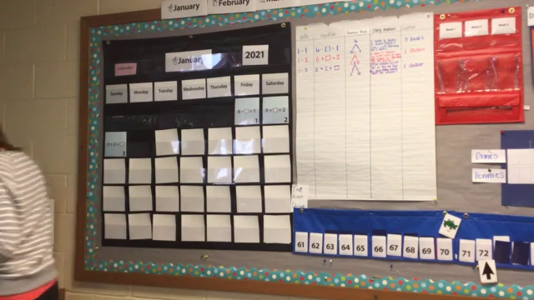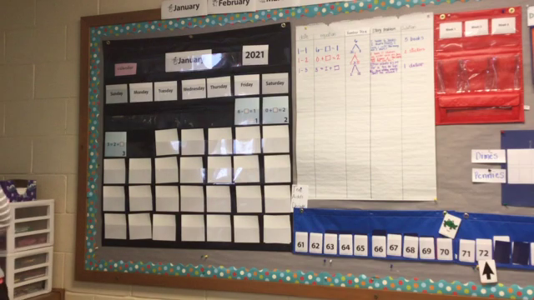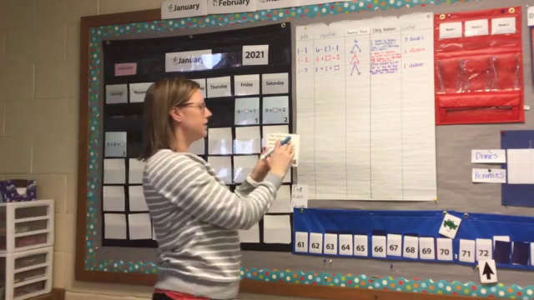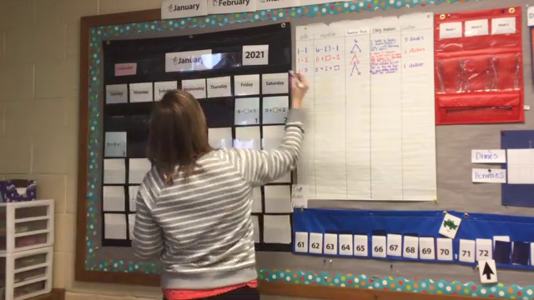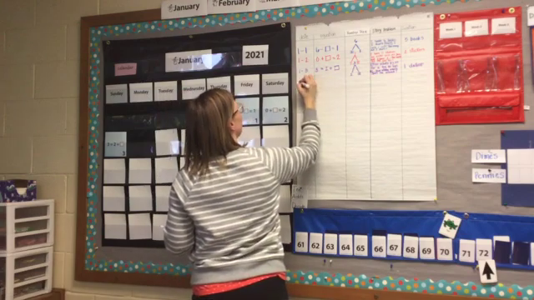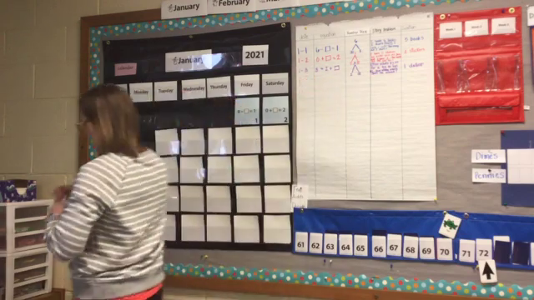So if the kids had 7 balls, so today's date is Monday, January 4th. So I'm going to write 1, oh, that doesn't work.